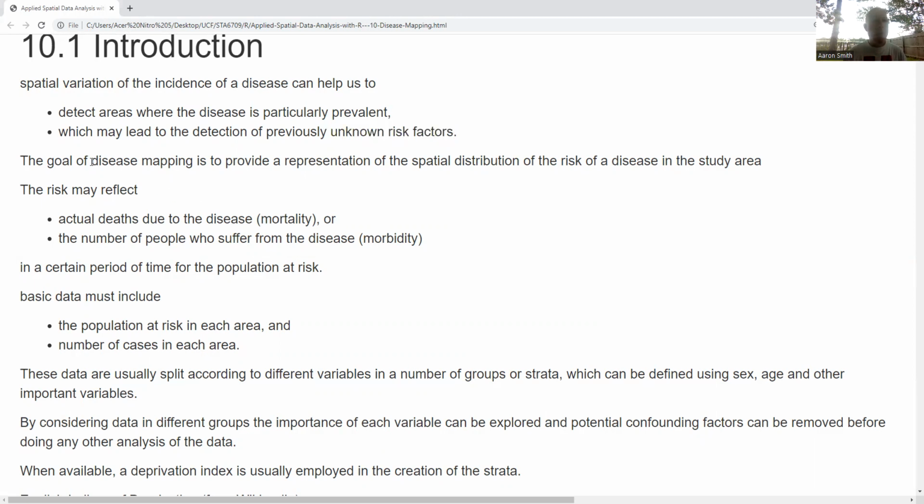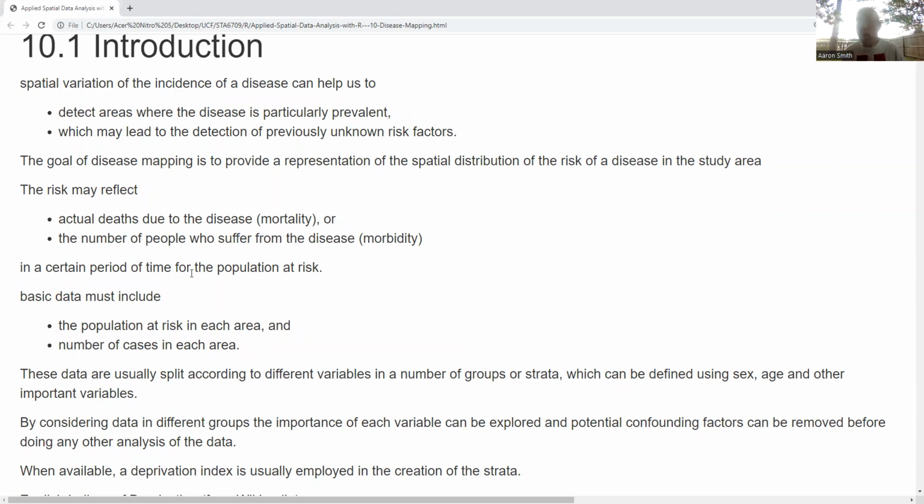When we're doing disease mapping, we're trying to get a spatial distribution of the risk of the disease in our study area. The risk may reflect mortality, that is the deaths from the disease, or the morbidity, that is the number of people who suffer from the disease over the time span and for the population that we're studying.